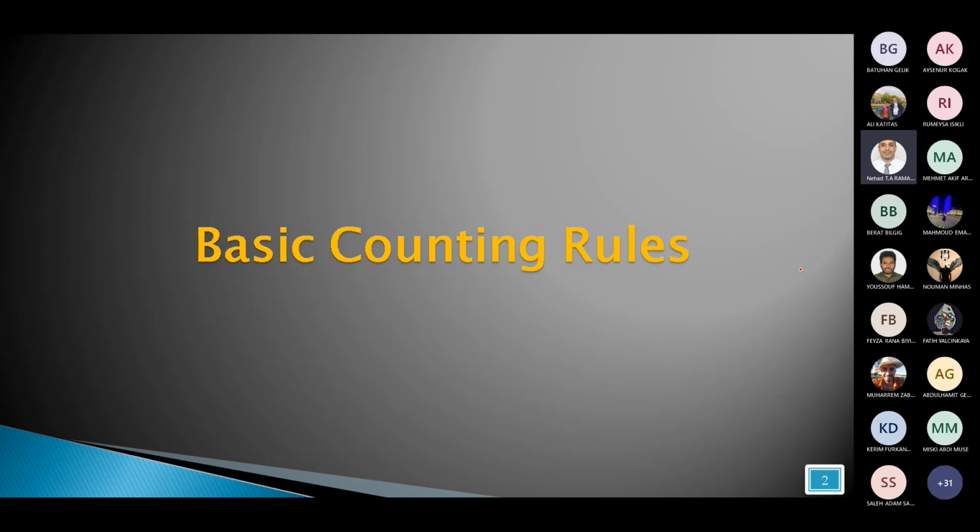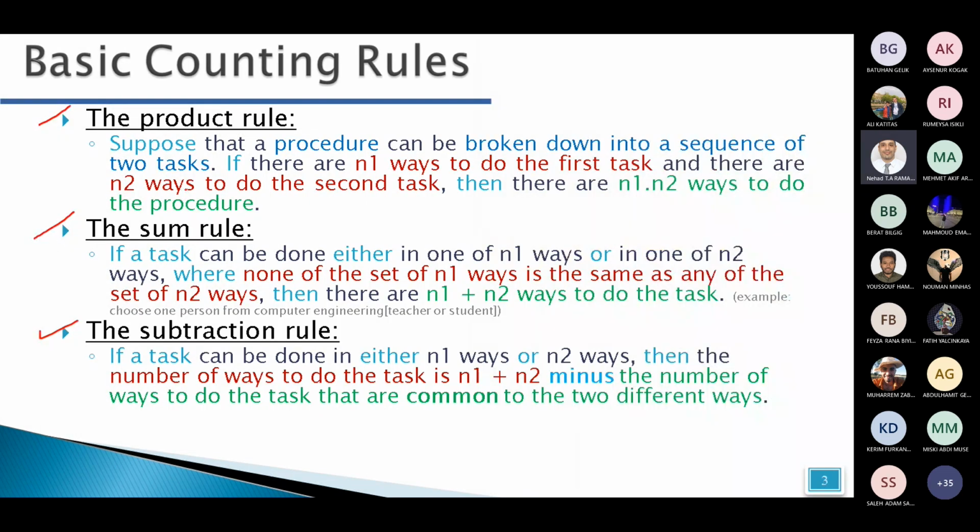So your focus must be on understanding the problem itself when you have a problem question in the exam or exercise in the book or so on. The most important is to understand what's required from the question to know which rule you have to apply. Okay, so let's start with the basic counting rules. Product rule, summation rule, and subtraction rule.